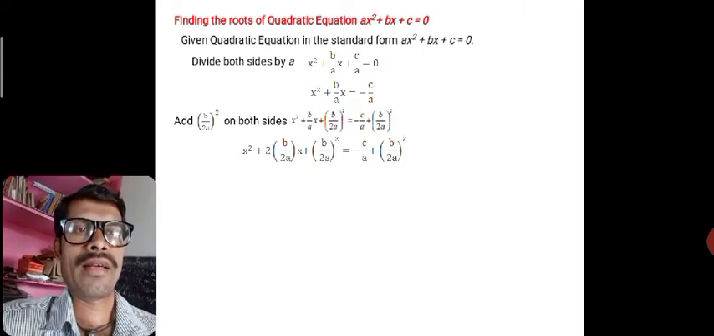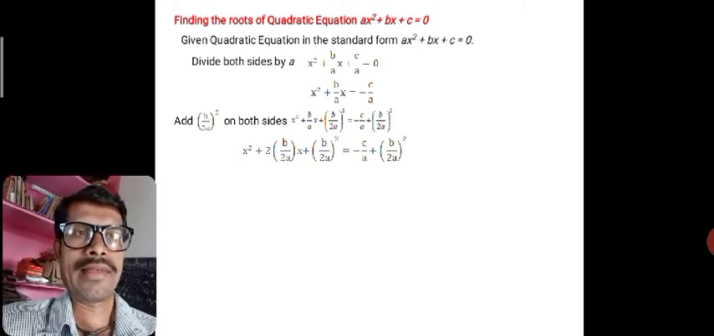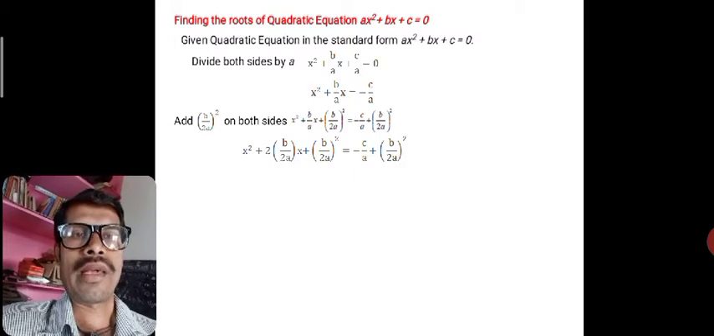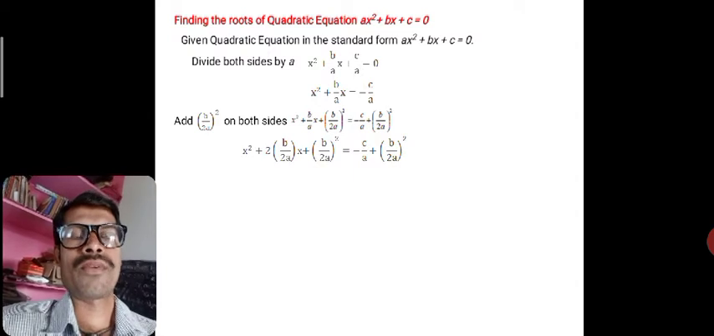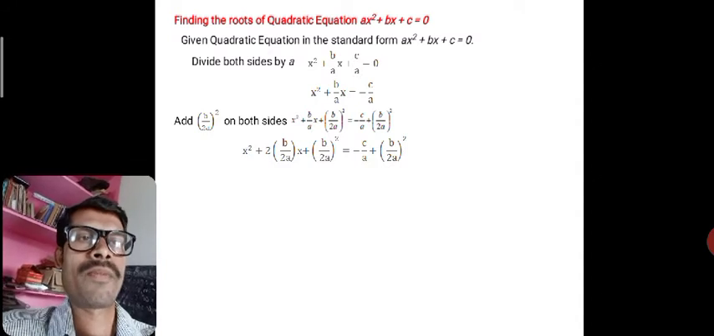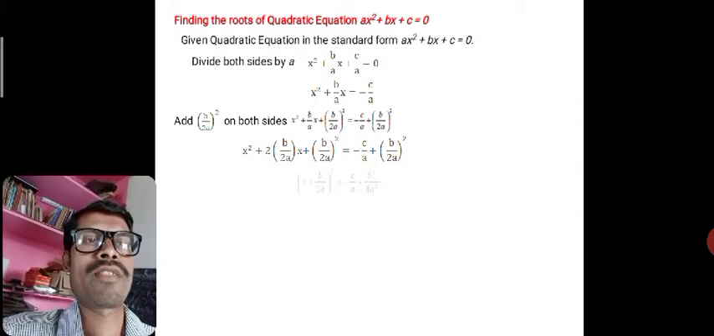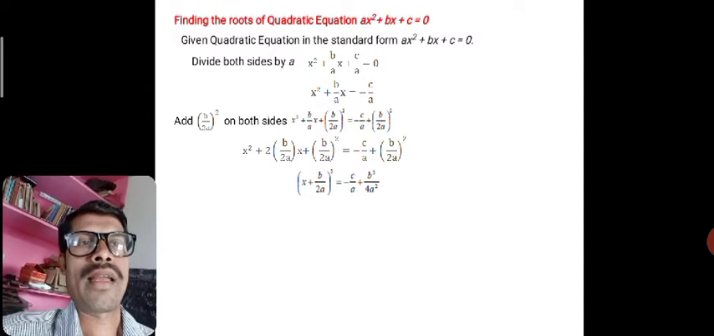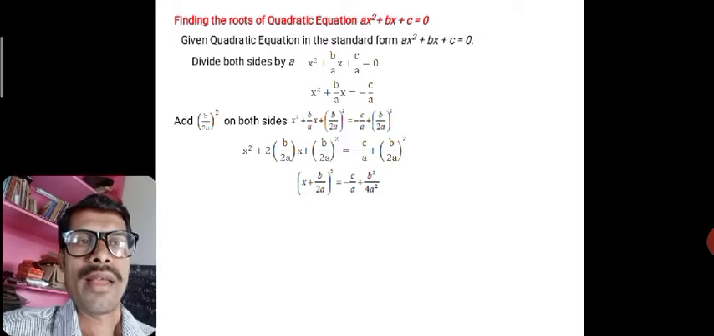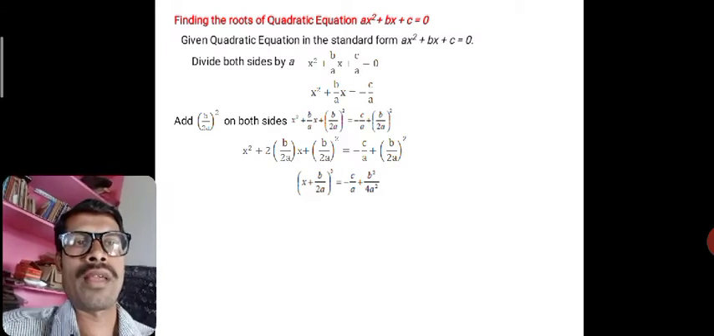Now look at the LHS of that equation. You can see that x square plus 2 into b by 2a into x plus b by 2a whole square is of the form a square plus 2ab plus b square. That can be written as a plus b whole square, you know. Before that, simplify this b by 2a whole square as b square by 4a square. That LHS will become a plus b whole square, where a is x and b is b by 2a. So x plus b by 2a whole square we can write.